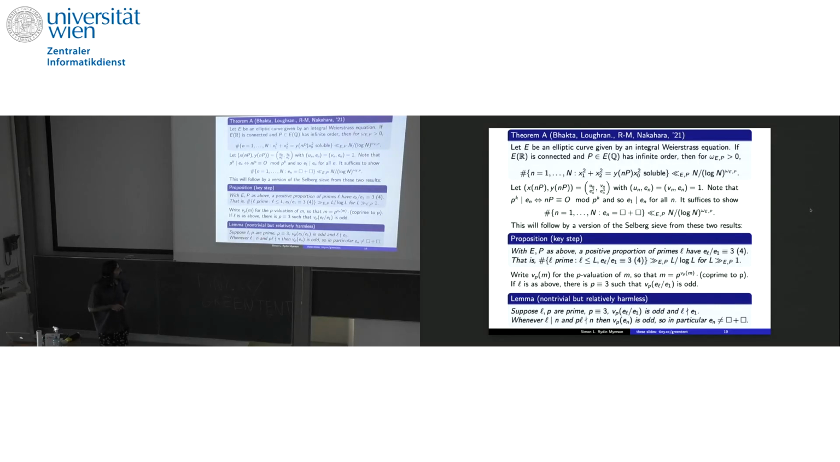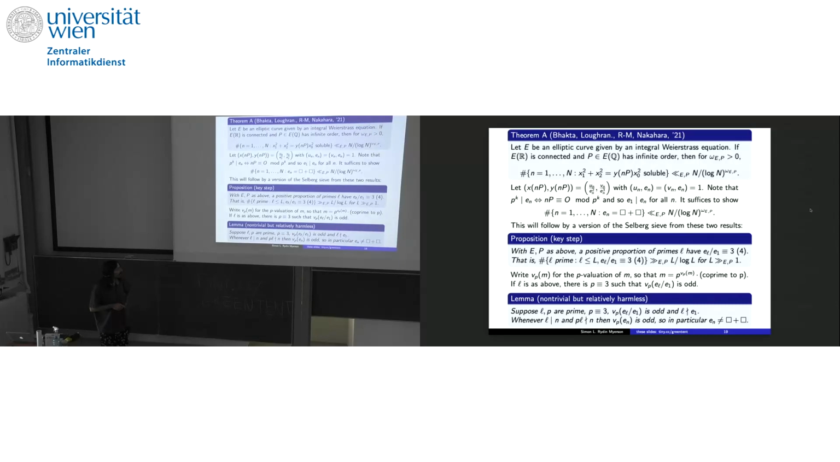Then the lemma says that whenever L divides N and P times L doesn't divide N, then the P valuation of En is odd. In particular, because P is congruent to 3 mod 4, this means that En isn't a sum of 2 integer squares. So this is what I mean when I say that we can sieve out these primes L.